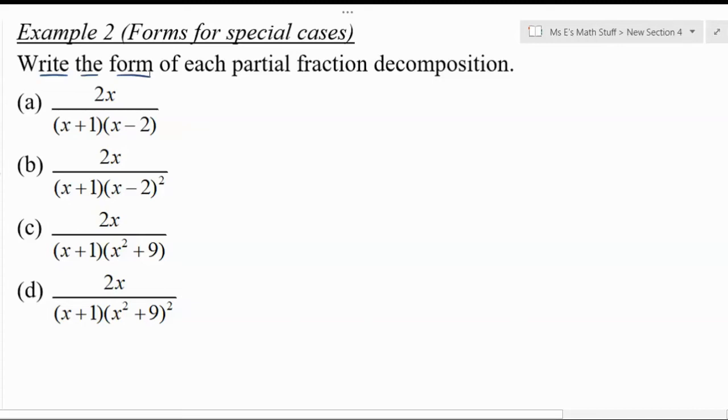All right, my friends, let's go through it. Part A, notice that both of the factors are linear, as in they're both degree 1 and they're both different. So this is just the old distinct linear factors case. So the form would be good old A over x plus 1 plus B over x minus 2. And then just to be clear, this was the distinct linear factors case.